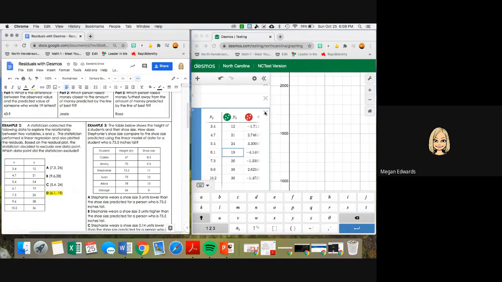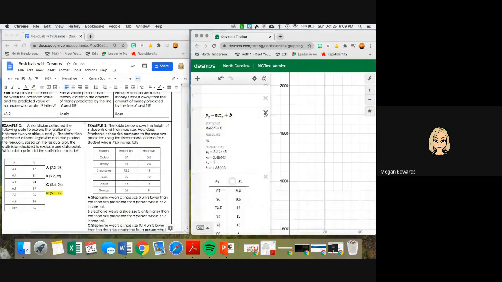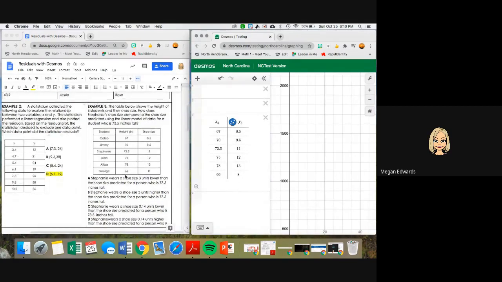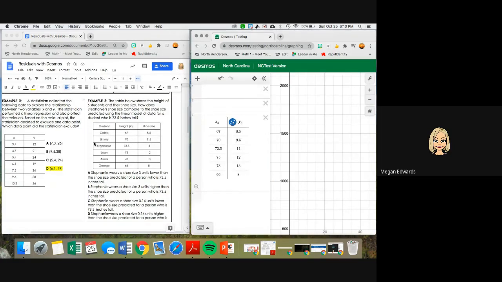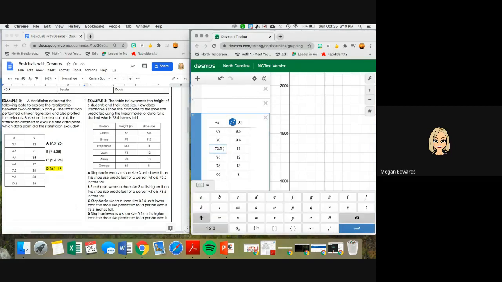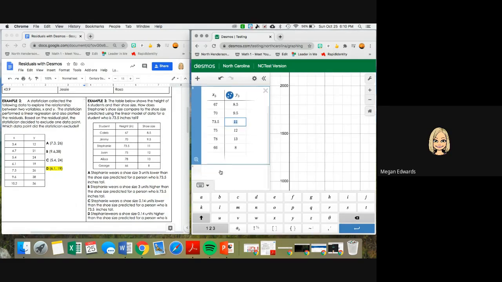And example 3. The table shows the height of 6 students and their shoe size. How does Stephanie's shoe size compare to the shoe size predicted using a linear model for a student who is 73.5 inches tall? So Stephanie is 73.5 inches tall, and she wears a size 11. So that's the part of the data we're focused on. But we're going to follow our steps.